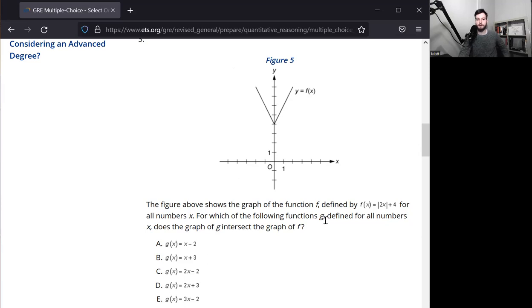It says, which of the following functions, defined for all numbers x, does not intersect this? So which of these lines does not intersect this? Well, first of all, we know that parallel lines never intersect each other. They always just go right next to each other forever. Which of these lines are parallel to this, the line on the right side of the V? Basically, which of these lines has a same slope, a similar slope?